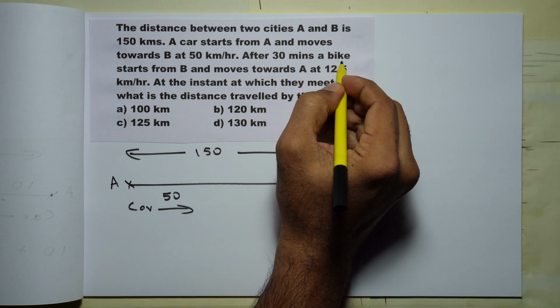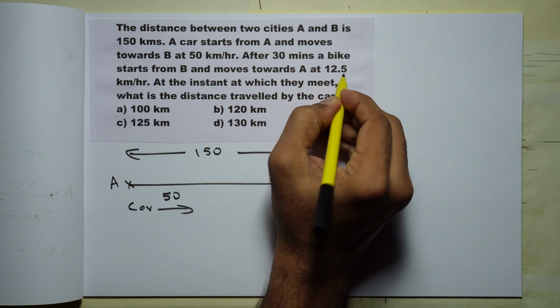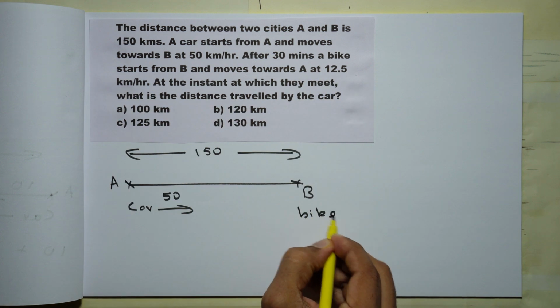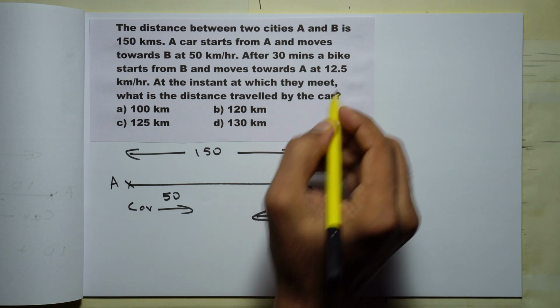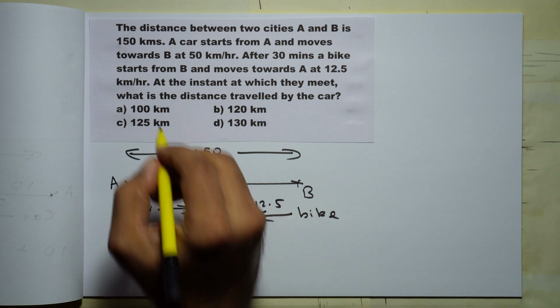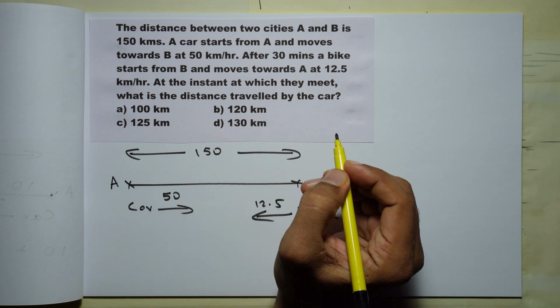After 30 minutes, a bike starts from B and moves towards A at 12.5 kilometers per hour. So there's a bike here. After half an hour, the bike starts in this direction and its speed is 12.5 kilometers per hour. At the instant at which they meet, what is the distance traveled by the car?